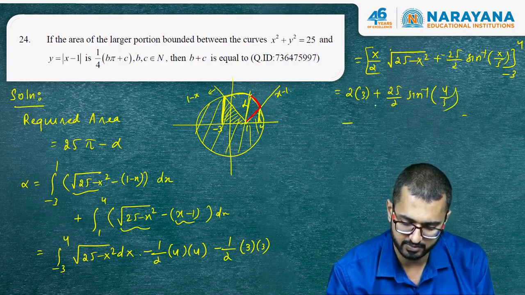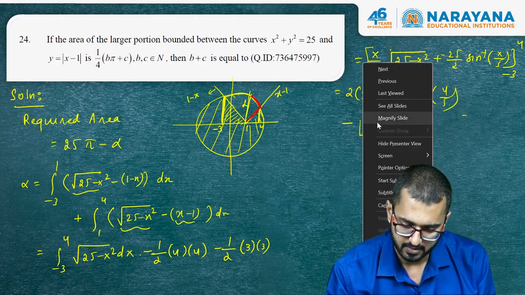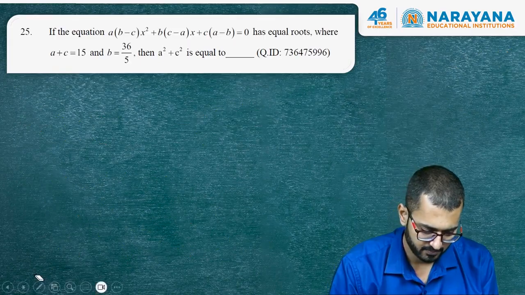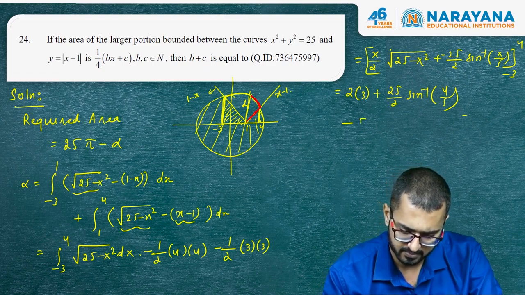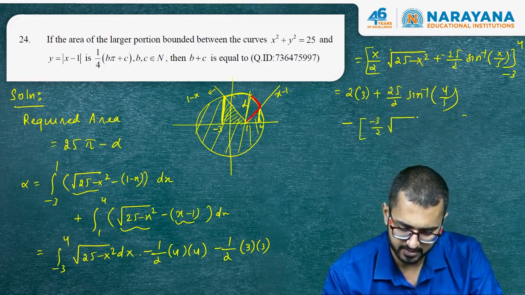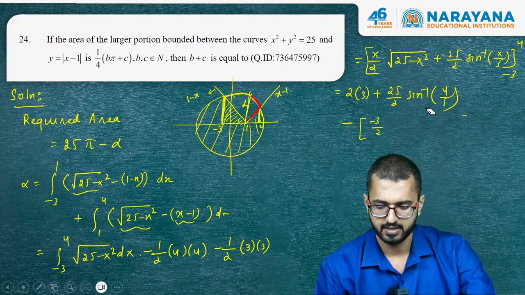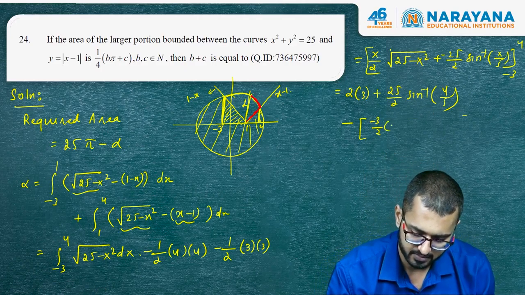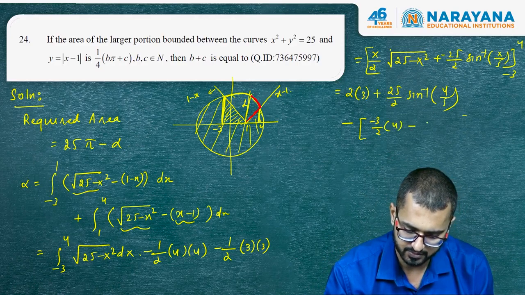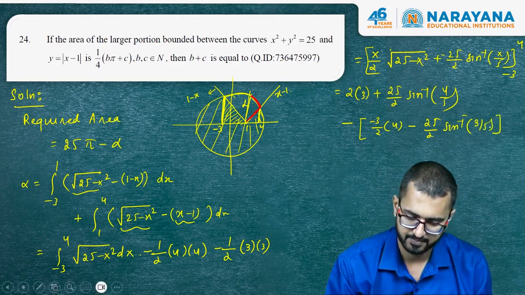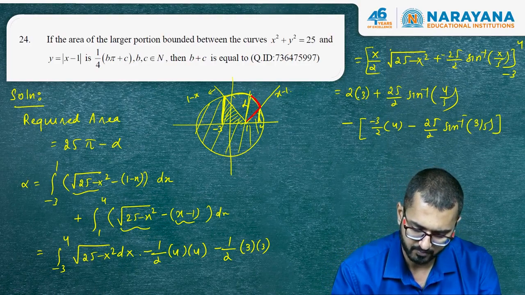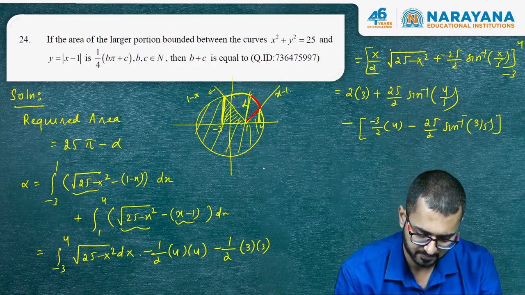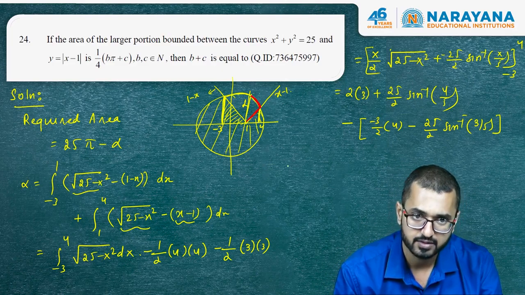This minus the lower limit will give me minus 3 by 2, and then 25 minus 9 is 16, so 4 it will give me this, and then minus of 25 by 2 sine inverse of 3 by 5. I have written minus already. This will now become 6 and this is also 6, so 12. This total will become 12. So this one can be written as what?